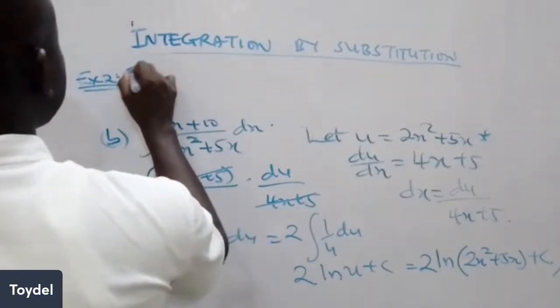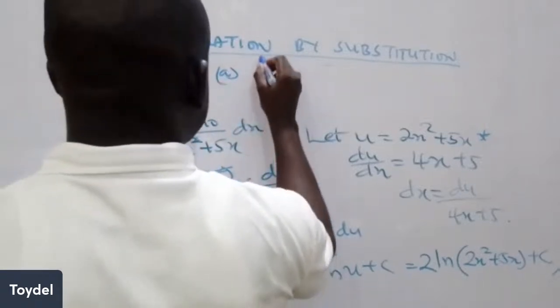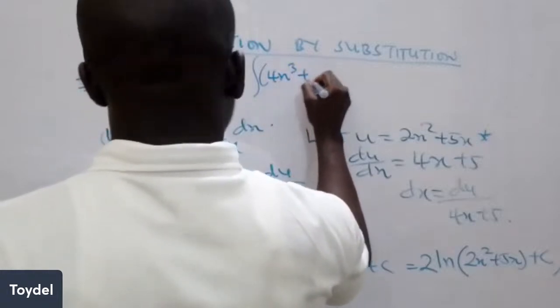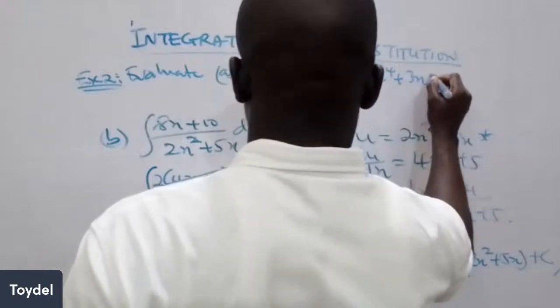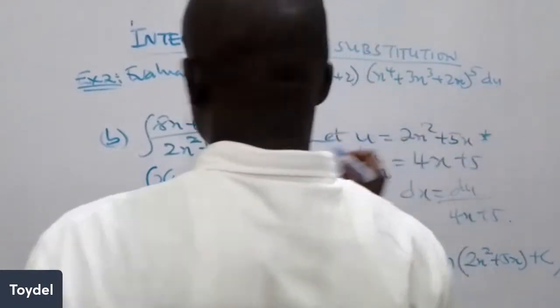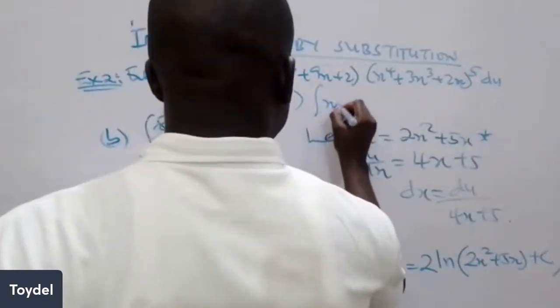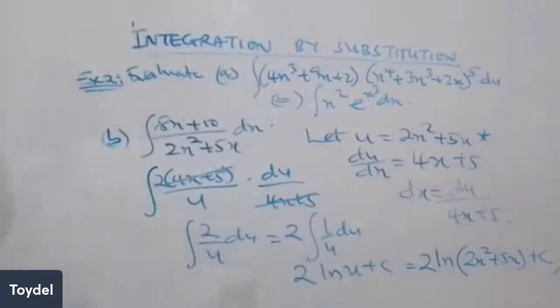Then we go. Evaluate. In this case now, it's a form of product. I said it can be either fractional or product. In this case, we have the integral of 4x cubed plus 9x plus 2, times x to the power 4 plus 3x cubed plus 2x, everything raised to the power 5, dx. That's the first question. Then the second question: here, I have the integral of x squared e to the power x cubed dx. So these are the 2 questions that we want to look at. So how do we solve these? That is what we are about to do now.